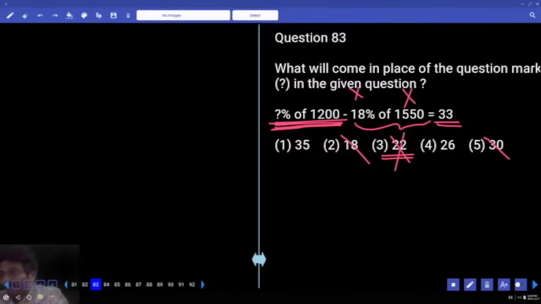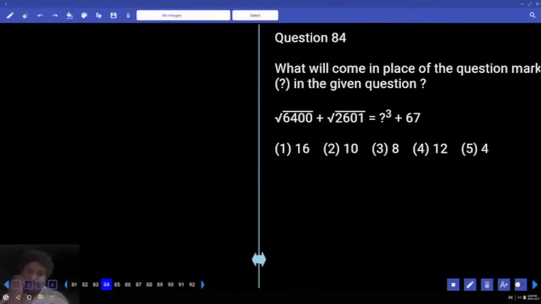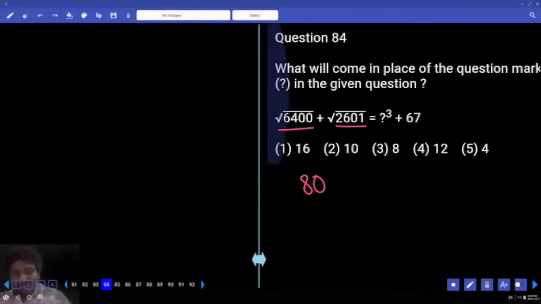2 options are left. We have to calculate. There is no other way. Come on, let's see. Which square is that? 50 square is 2500 and you have a little bit more than that. So that will be 51 only.